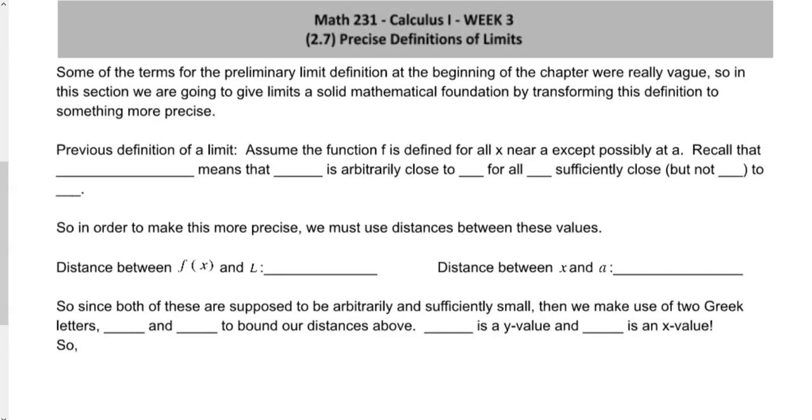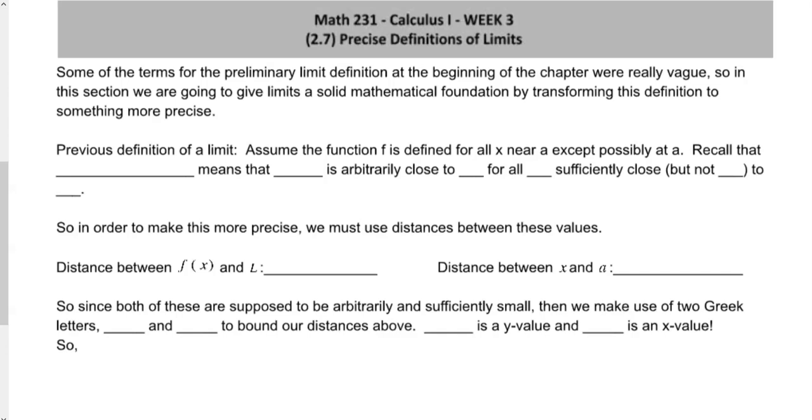Right, we are moving into our last section of Chapter 2 on the precise definition of limits. This is section 2.7. Some of the terms that we saw in the preliminary definition of a limit in the first section were really vague. So in this section, we are going to give limits a solid mathematical foundation by transforming this definition into something a bit more precise.